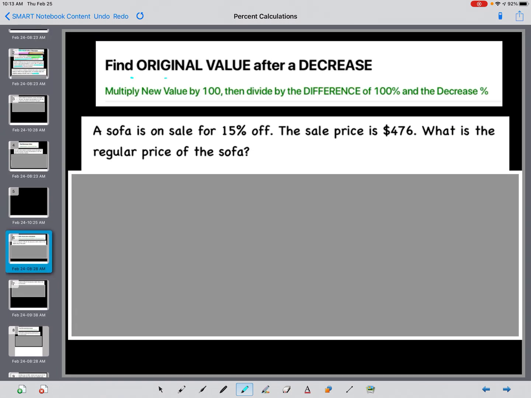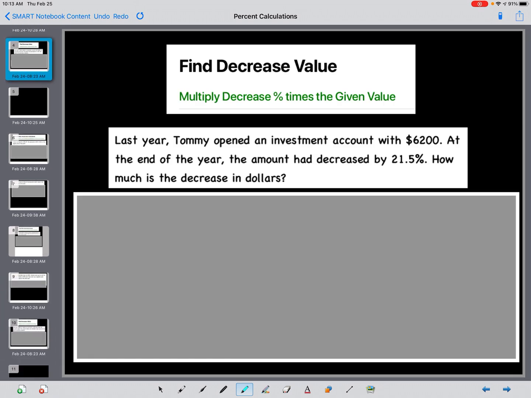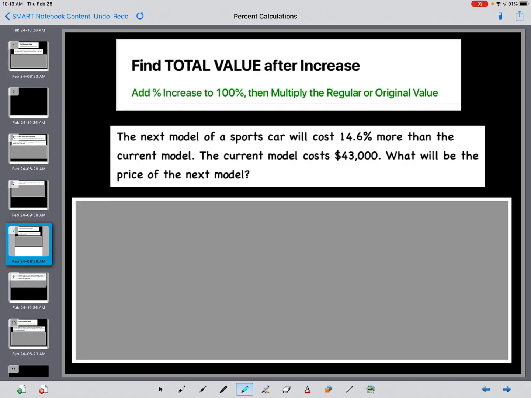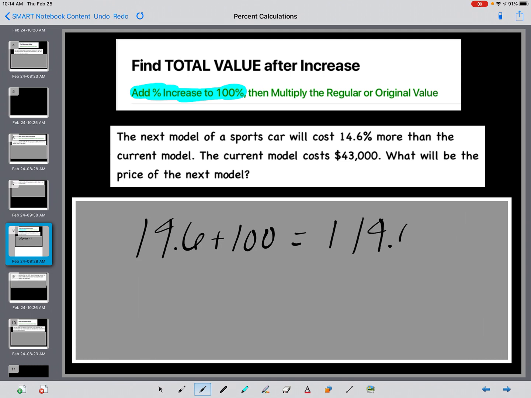So let's take a look at finding a total value after an increase. Here, of course, the only difference is you add the percent to 100%. Here you talk about a sports car that's going to be 14.6% more than what it used to be. So you just take that number, add the 14.6 to 100. Of course, that becomes 114.6%, and we'll multiply that by the 43,000.